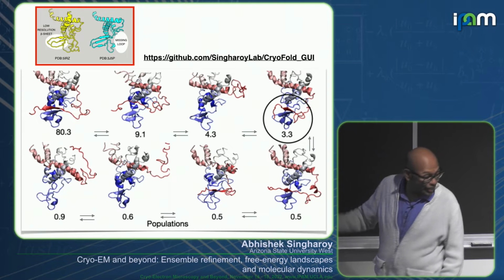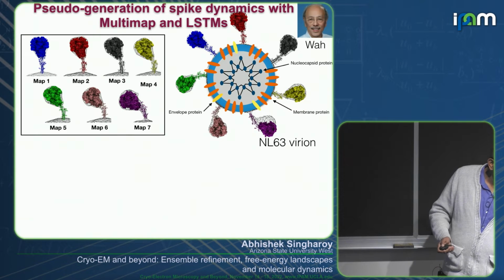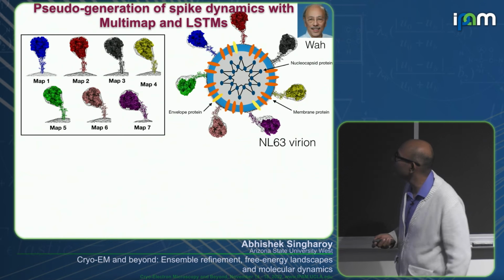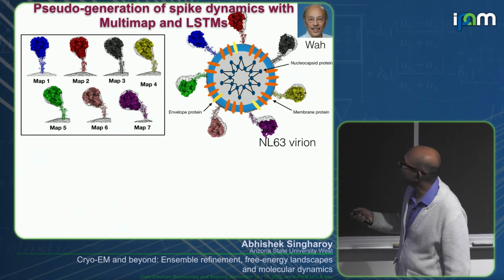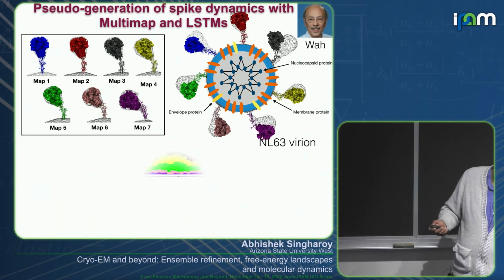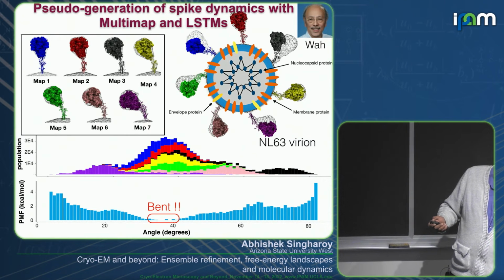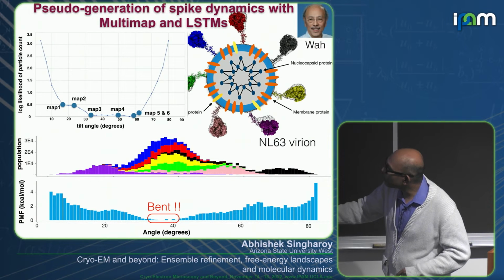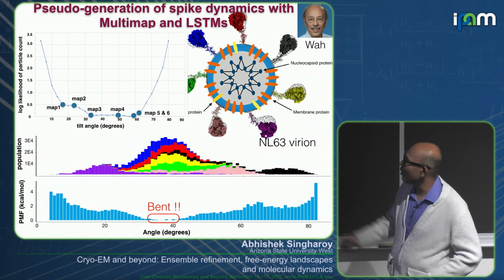Going back to the multiple maps, if there are multiple maps, now what I can do is, and that's the next example. What Vaz did was, using electron tomography, he offered us 7 different maps. And not only that, he offered us a distribution of what are the populations for each one of these maps.